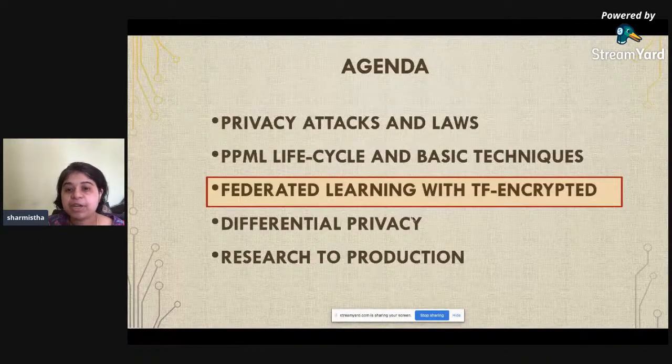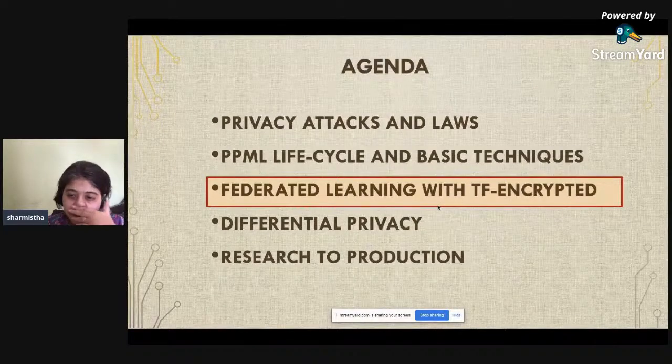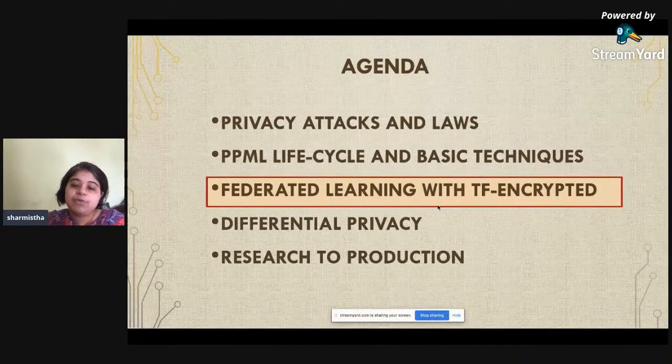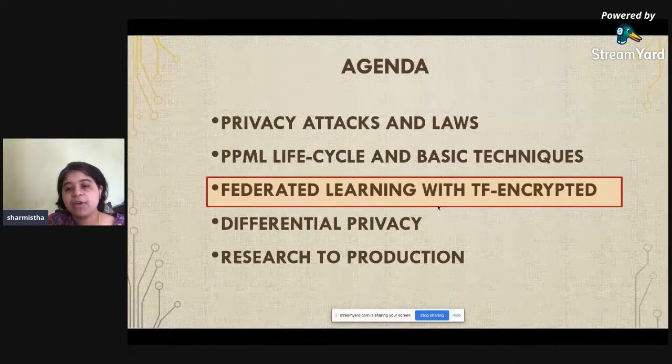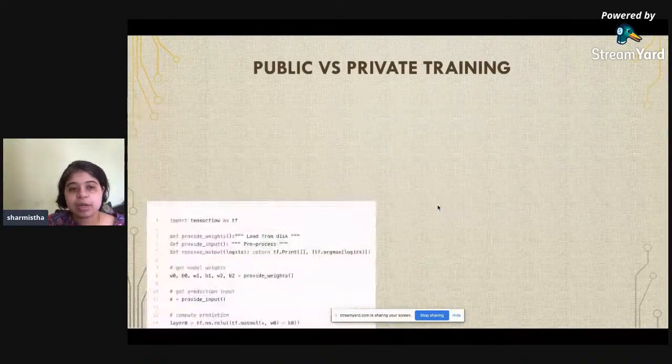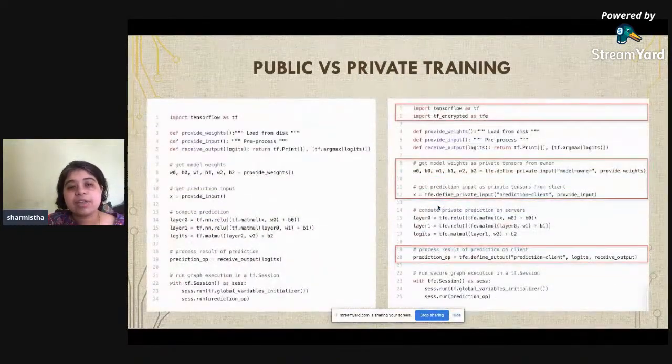Now let's see federated learning with TF Encrypted. TF Encrypted is a package by TensorFlow, Google, and they have done a lot of things with it. Even the PyTorch framework, which has come up, is also including federated learning with privacy. So let's look into that. Let's understand the difference between normal public training and private training when we talk about privacy.